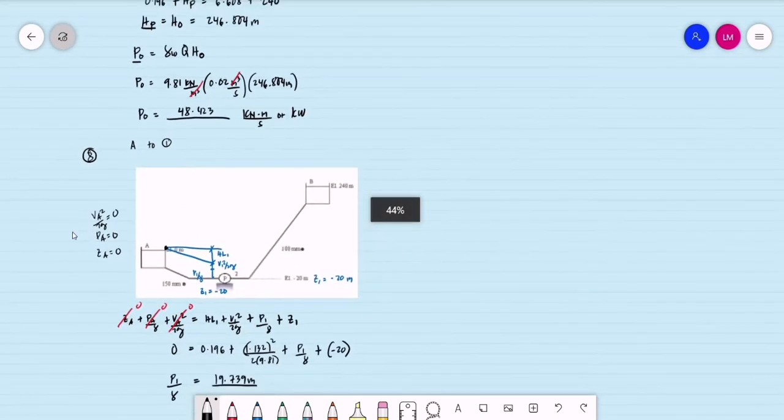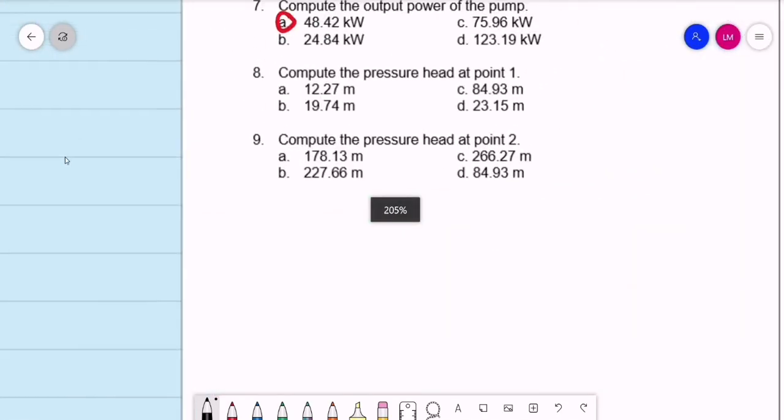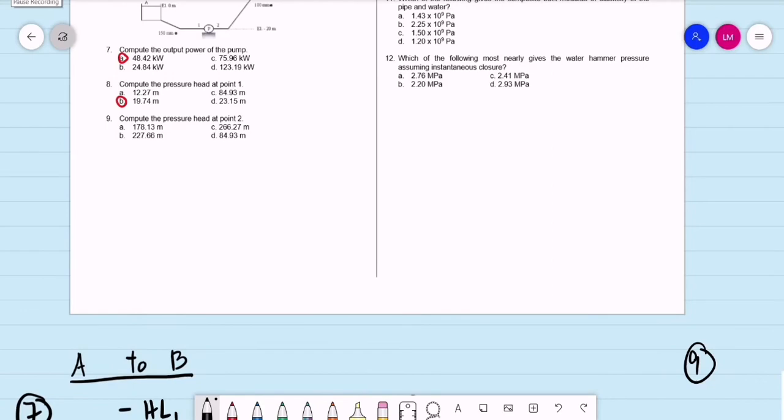Check natin if we have 19.739 is on the choices, number 8. So 19.739, closest value is letter B, 19.74. So number 9, compute the pressure head at point 2.